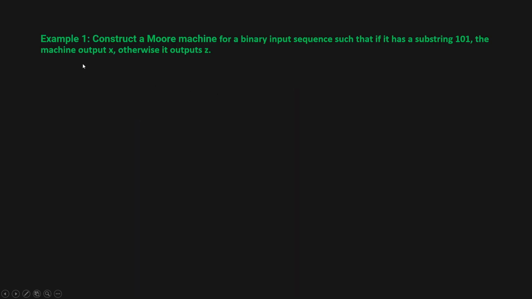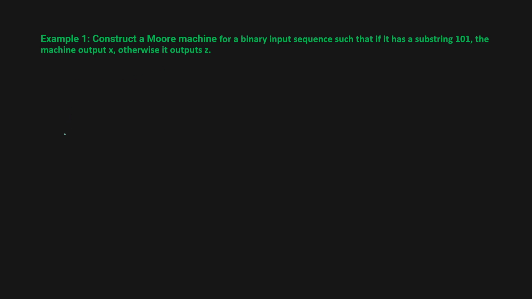So let's get started. We have to construct a Moore machine for a binary input sequence such that if it has a substring 101, then the machine outputs X, and otherwise it outputs Z. Now, first thing to remember is you have to construct a basic DFA that accepts the substring 101.